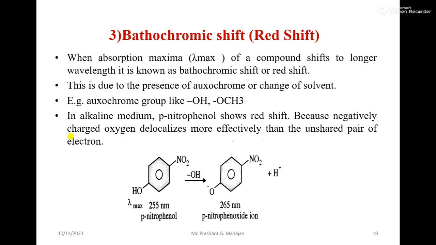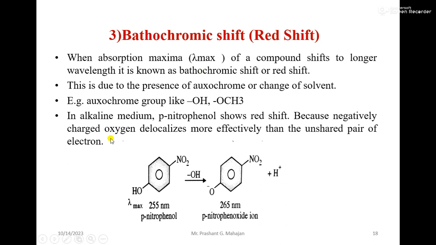So you can see, as I said, it is related to the absorption maxima, that is lambda max. So the definition: when the absorption maxima of a compound shifts to a longer wavelength, it is known as bathochromic shift or red shift. So how are you going to remember this? Generally we use red color to show the signal, in the case of railway, and red color has a higher wavelength in the visible region. So that is red shift. That is also called bathochromic shift.